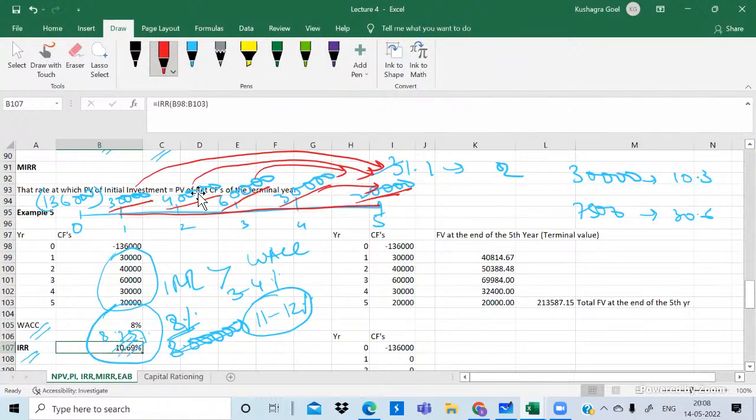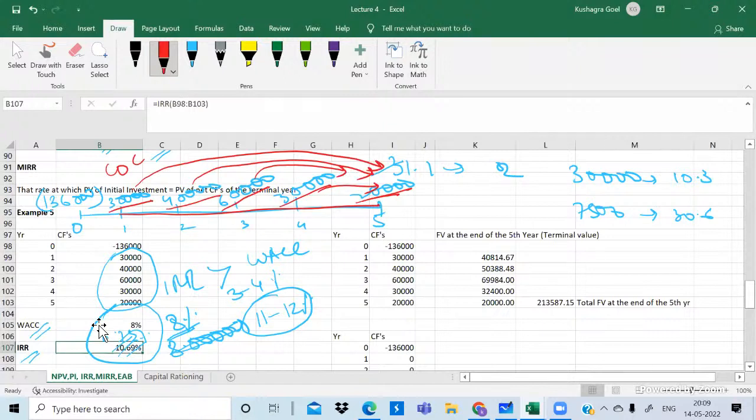Now, when I want to calculate the future value, I need a rate. So what is that rate? That rate is generally your cost of capital, which means you're assuming that this 30,000 will get reinvested in some other project till the 5th year at your cost of capital. This 40,000 will get reinvested in some other project till the 5th year at your cost of capital.